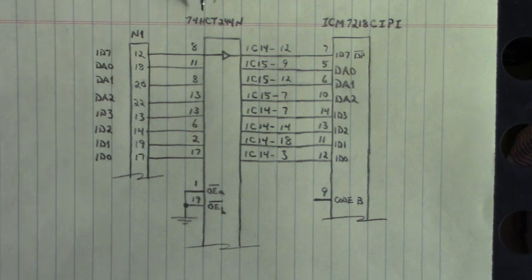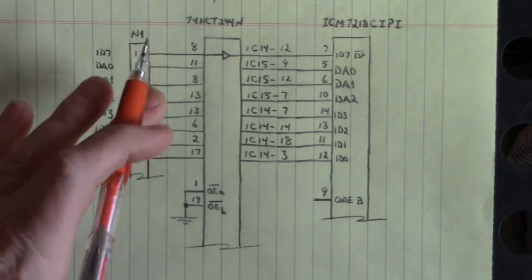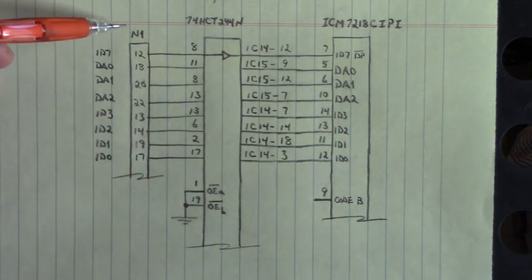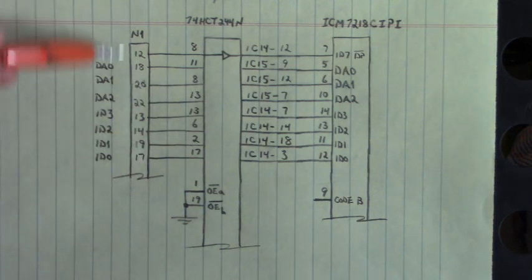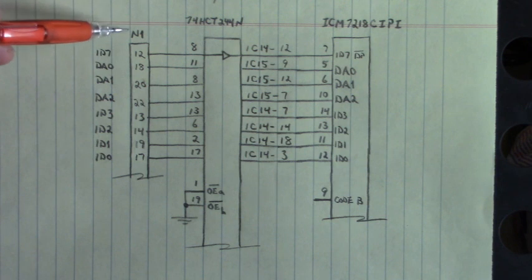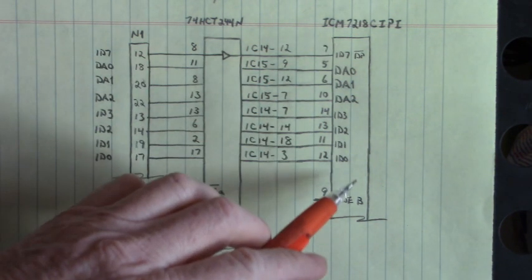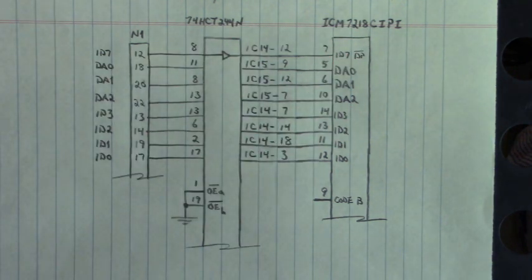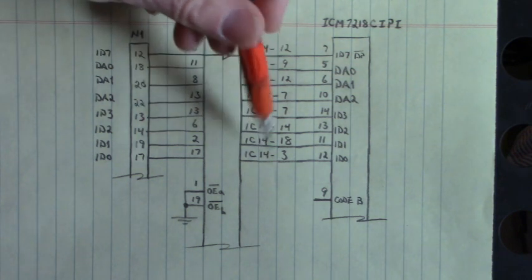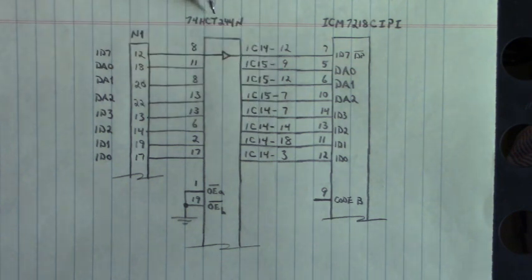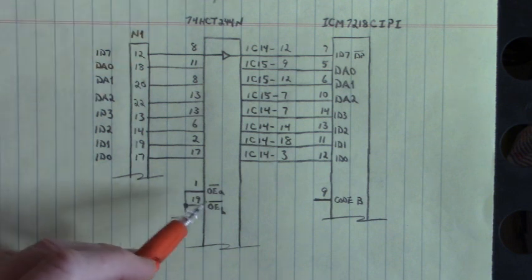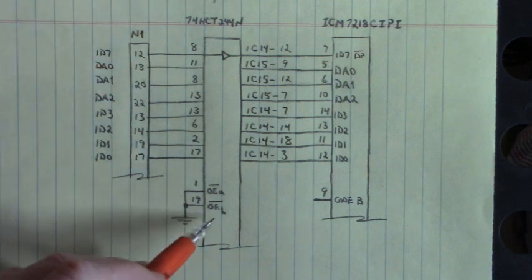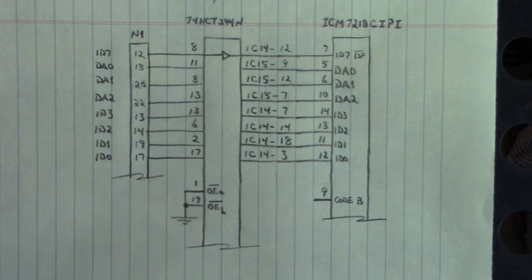Here is a 74HCT244N, and it is a buffer between this ribbon cable connector labeled N1 on the board and the ICM7218C. We can see that the outputs are always enabled on the 74HCT244N because they're output enable A and B on 1 and 19 are tied low.